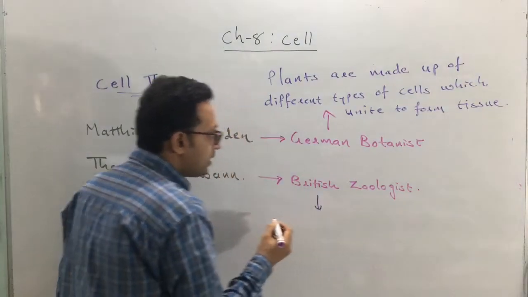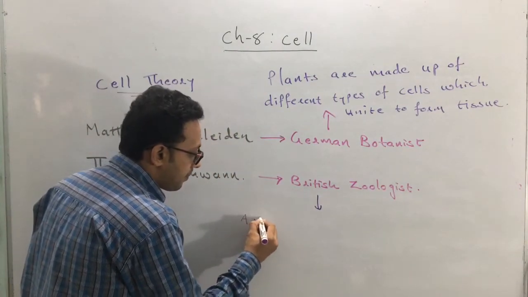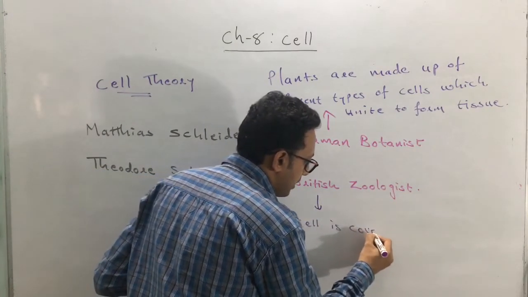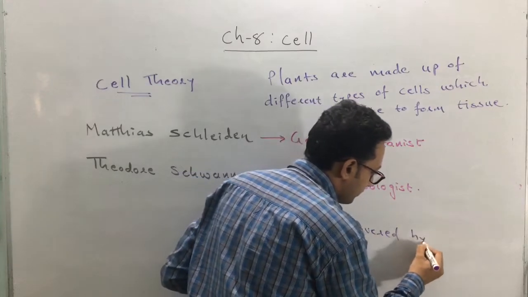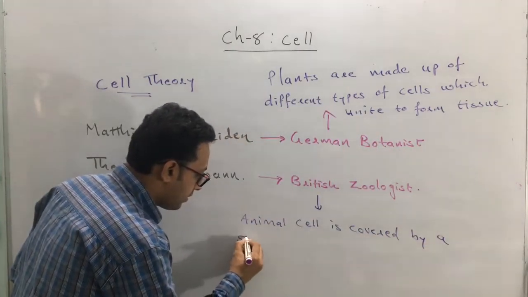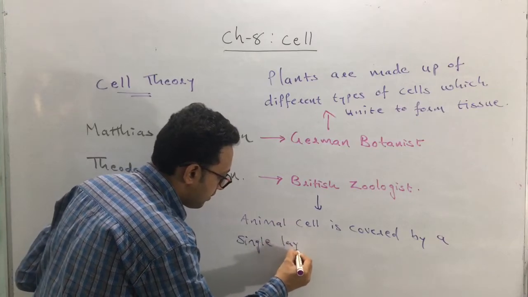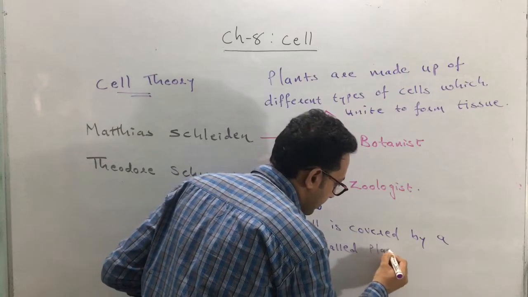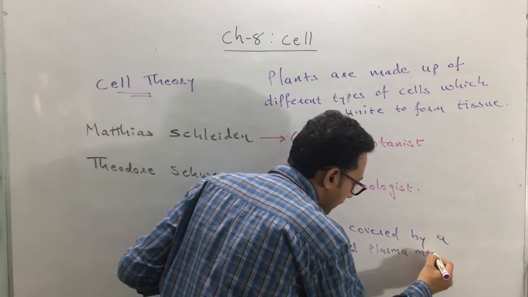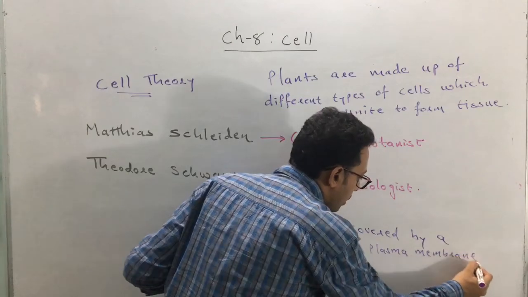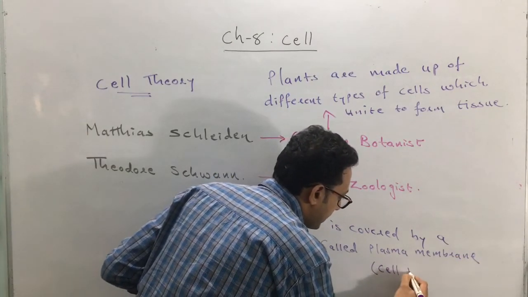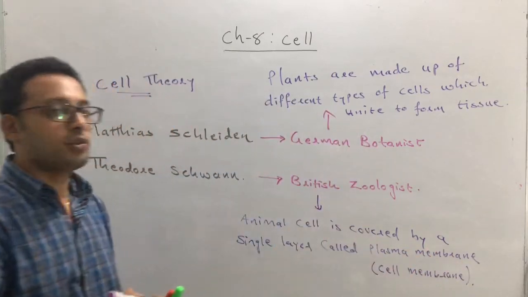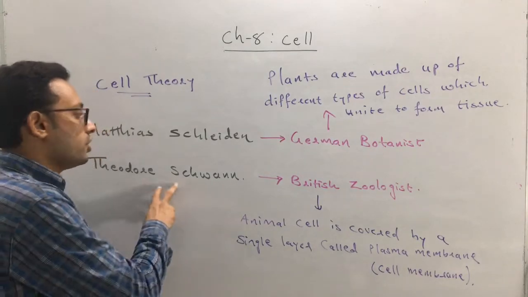he discovered that the animal cell is covered by a single layer called the plasma membrane, or it can also be called the cell membrane. This is the contribution by the British zoologist Theodor Schwann.